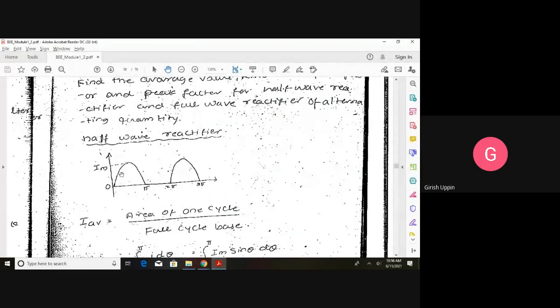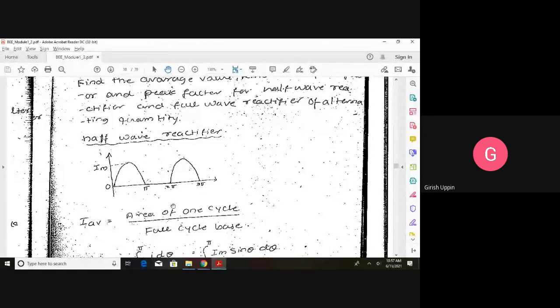So in order to find the average value, we are going to consider one complete cycle. So we are going to take from 0 to 2 pi. So what is the area under the curve for one cycle? So here it is the area of this curve up to 2 pi.